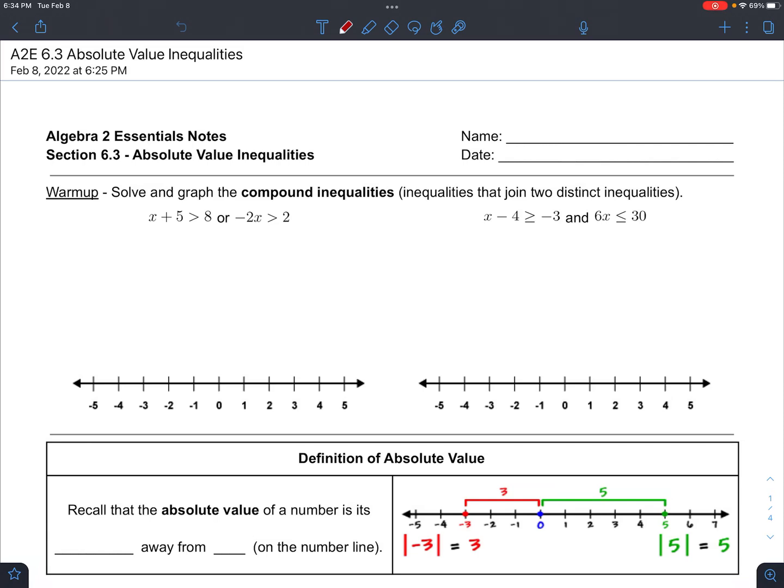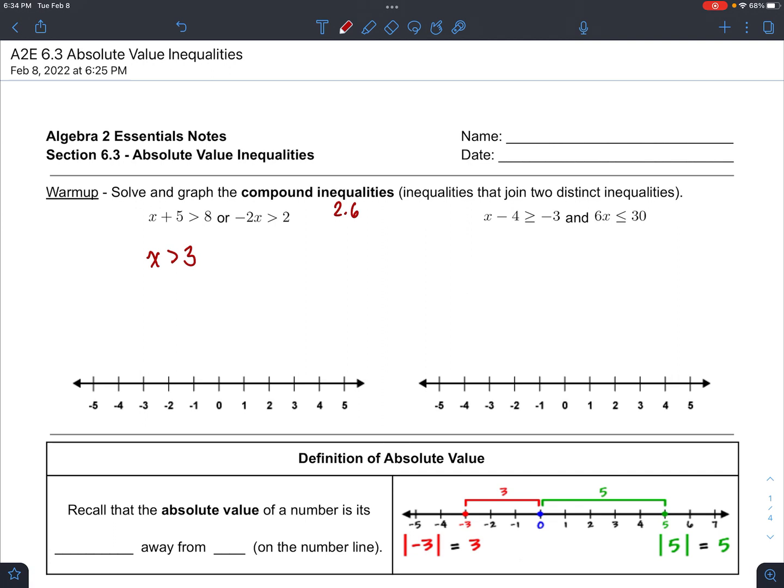Okay, welcome to the notes on 6.3 absolute value inequalities. So it's just like the equations we solved in 6.1, but now we have inequality signs. So that changes our solutions drastically. So let's review. This was 2.6 compound inequalities when we had that and the or in between these.